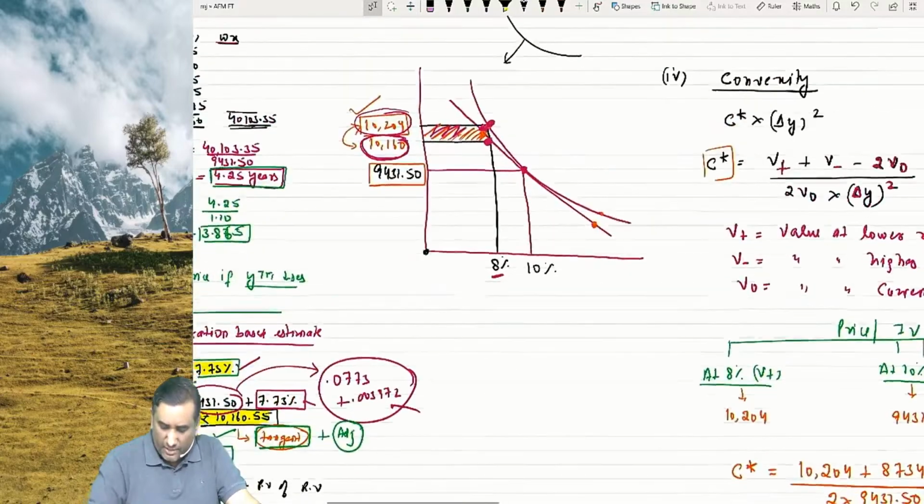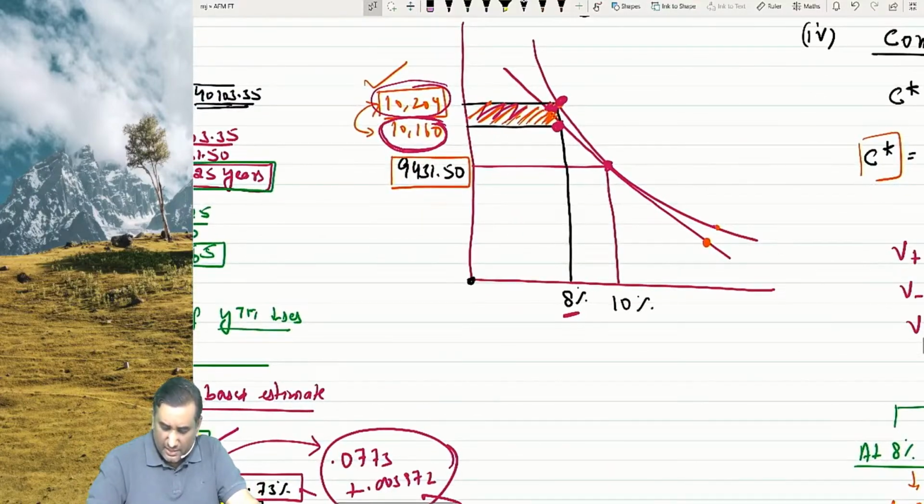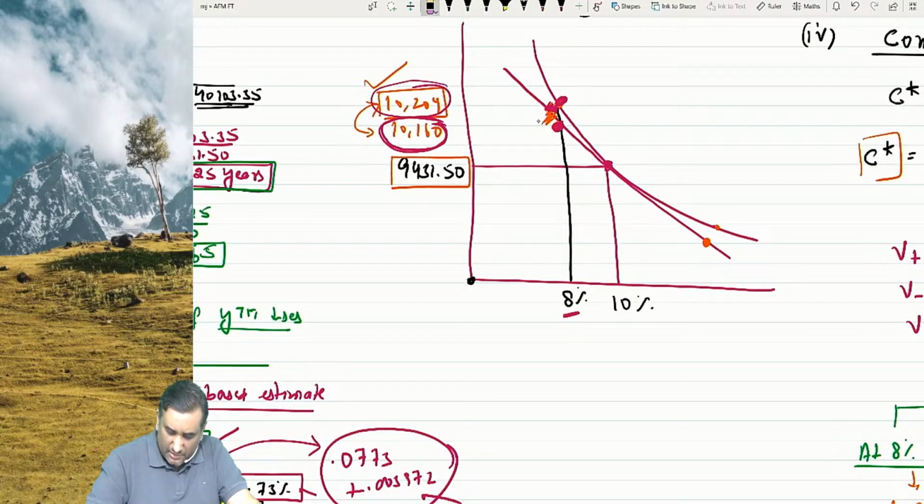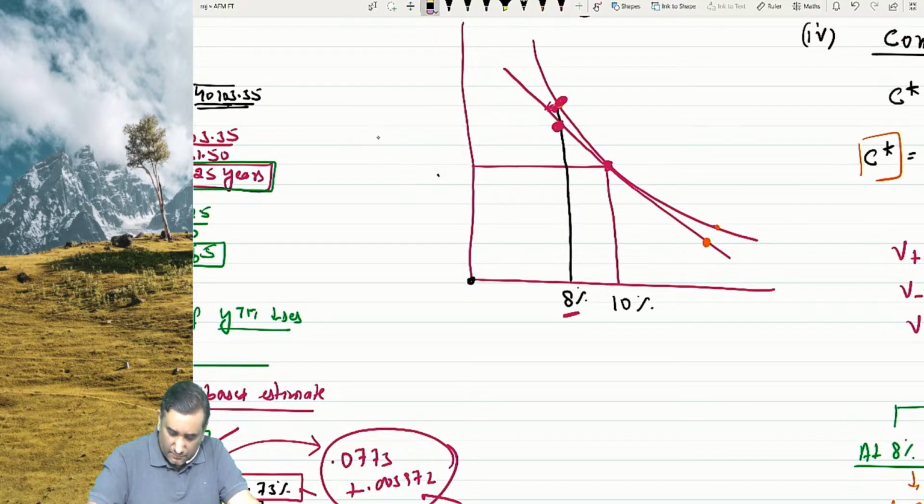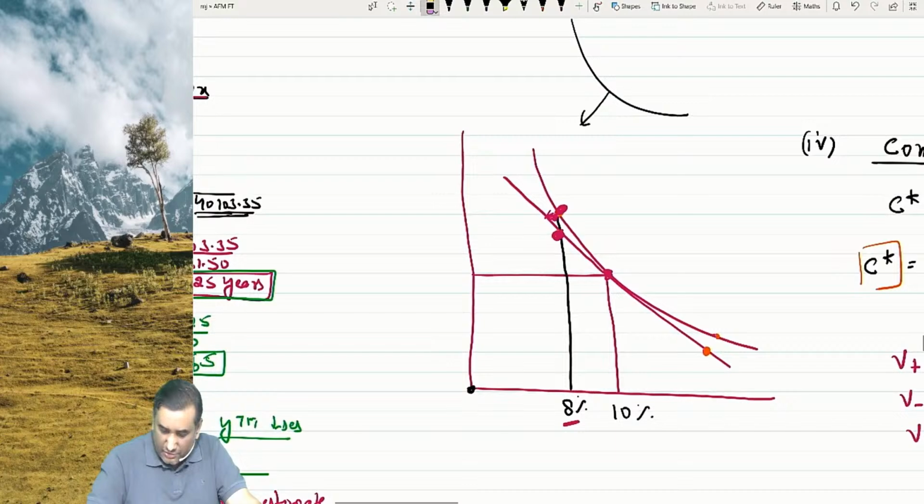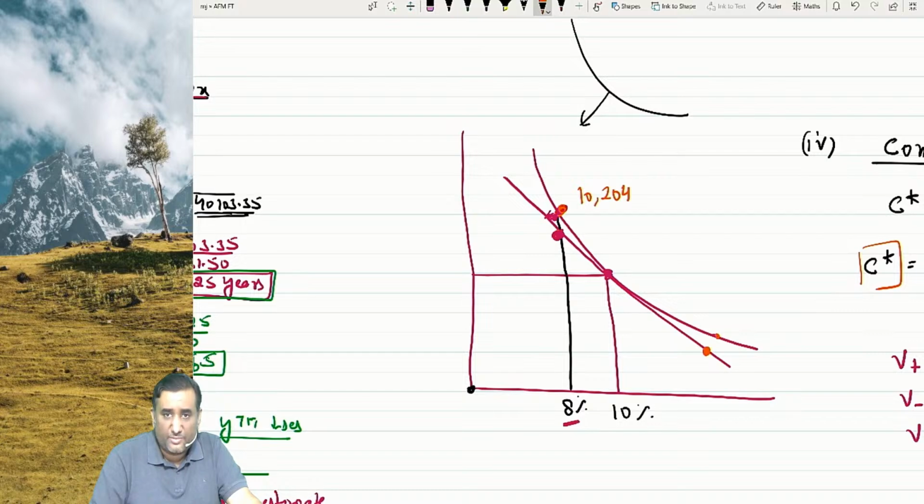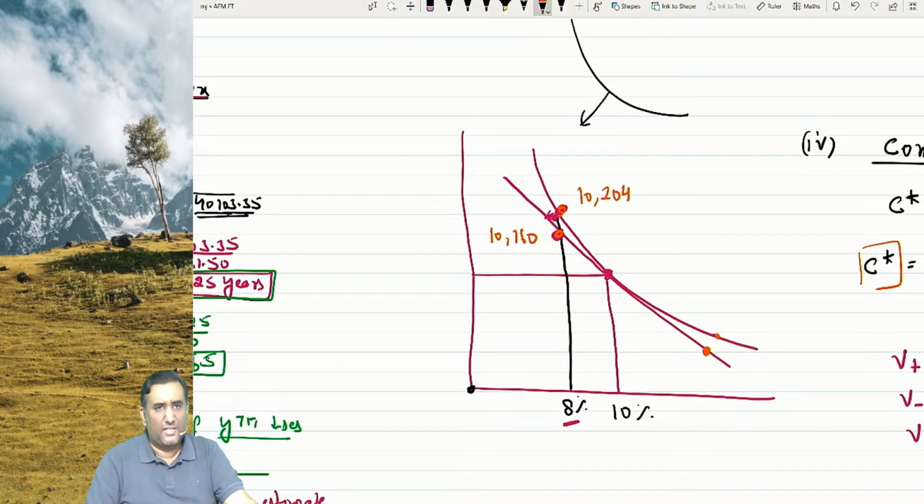Let me go back now. The convexity, what we are trying to do basically, if you look at this graph, now in this case your intrinsic value is coming on the curve as 10,020, 4 point something, na? That's fine. On this it is coming as what? 10,160. This is coming as.